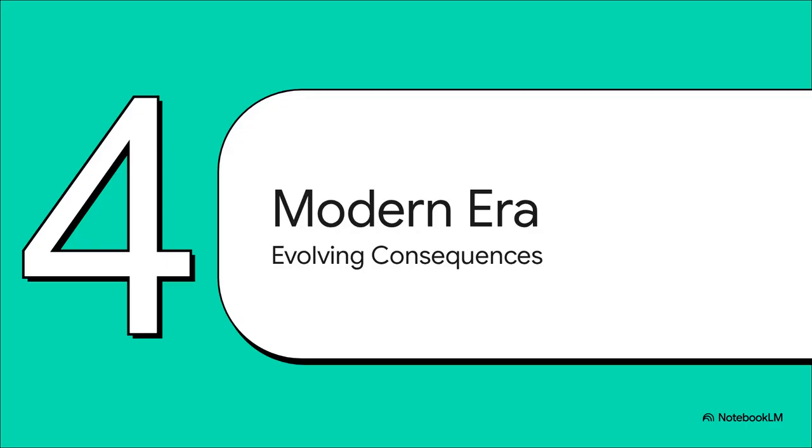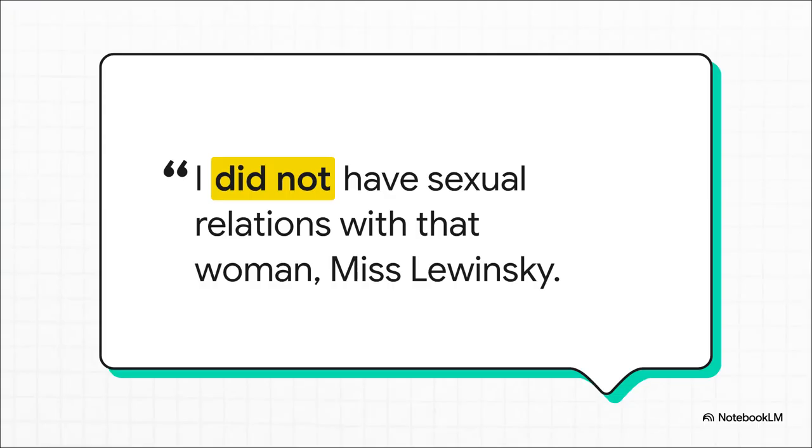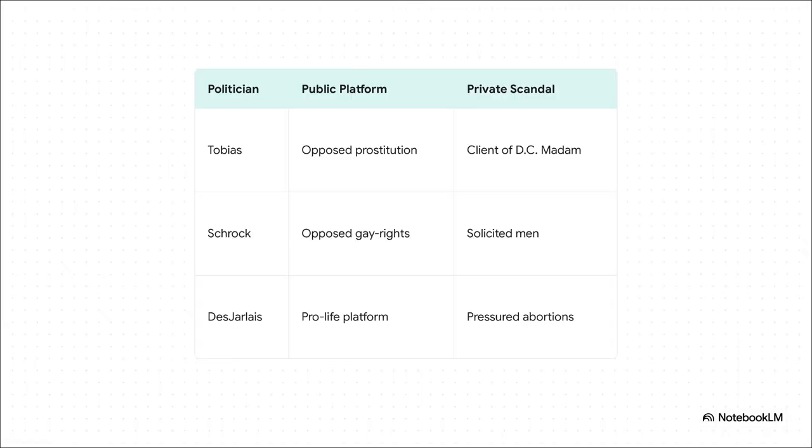Which brings us to part 4, the modern era and evolving consequences. This infamous television denial from Bill Clinton in 1998 changed the landscape forever. The president's affair led directly to perjury charges and a presidential impeachment. It really cemented a brutal modern political reality. It's almost always the cover-up, and specifically lying under oath, that brings way harsher legal and political consequences than the original act itself.